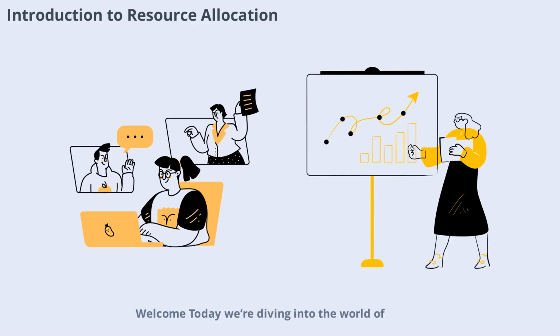Welcome. Today, we're diving into the world of resource allocation strategies and project management. Resource allocation is the process of assigning and managing assets in a way that supports your project's goals. Whether you're working with people, time, money, or equipment, how you distribute these resources can make or break your project's success. In this video, we'll explore key strategies, practical examples, and tips to help you allocate resources efficiently.